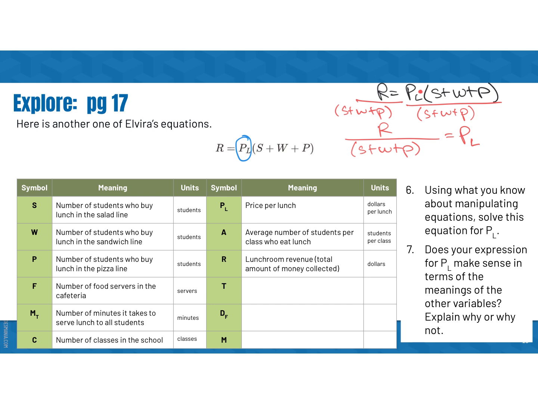Okay, so we're looking at this, trying to figure out what's going on. So we solved this for P of L, right? And it says, does your expression of P of L make sense in terms of the meaning of the other variables? Remember, P of L is price per lunch. So we have R, which is the total dollars collected, and we're adding all the students together. So yeah, it's dollars per student, dollars per lunch or per student. So pretty much all these different variables are saying the same thing that we learned before. All right, that's kind of cool.